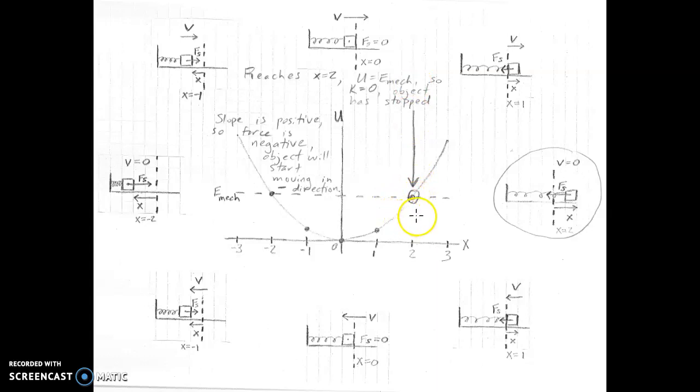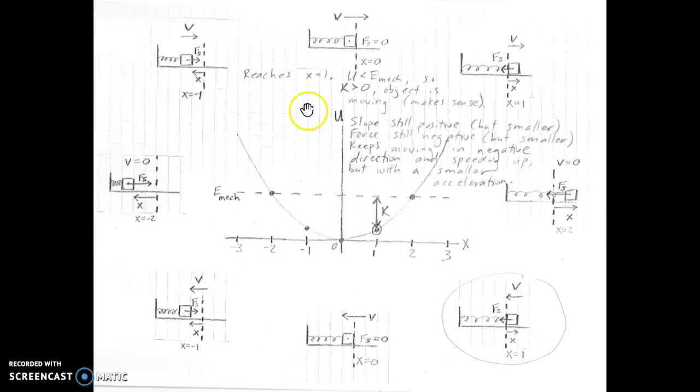So all of the energy is potential. None of it can be kinetic. And so the object is stopped. So the object comes to rest. But now the slope's positive, which means the force is negative, and so it's going to get pushed to the left, and the system is going to repeat itself just in the opposite direction.